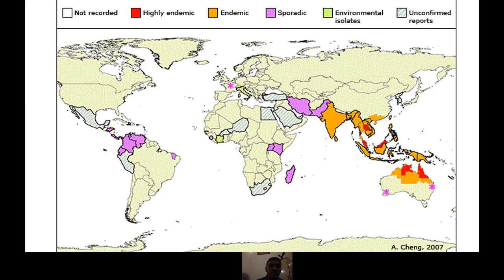So this map shows where it is mostly seen. As you can see, it is seen mostly in the tropics. So there's something called the melioidosis belt, that is 20 degrees up and down the equator. Sri Lanka definitely is in that belt, but it is hyperendemic in countries like Thailand and the northern part of Australia.